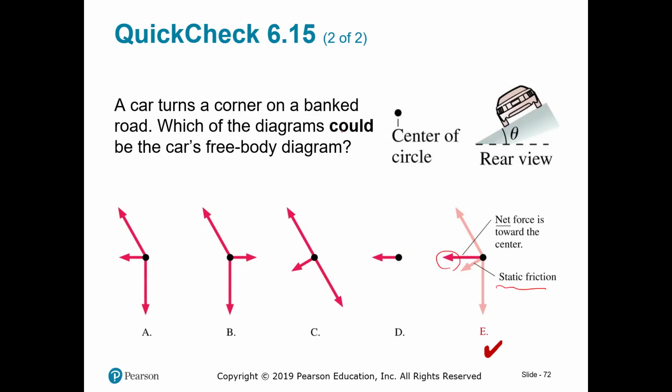So the difference between this banked road question and the previous one is that in the previous one we assumed there's no friction. So there we assumed that we don't have this force. This time they don't say friction force is zero, so you must assume friction is non-zero as well.